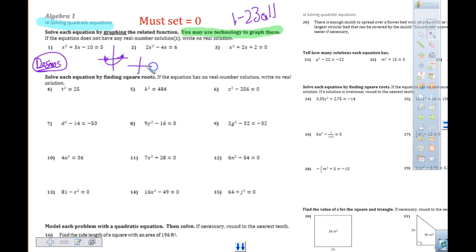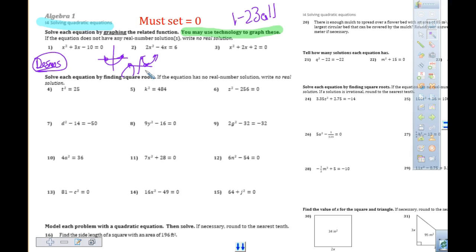It would have 1 solution if it is a parabola like this, where it only hits the x-axis in one spot, and it has no solution if it never crosses the x-axis. So when you're looking at these, that's what you're trying to decide.